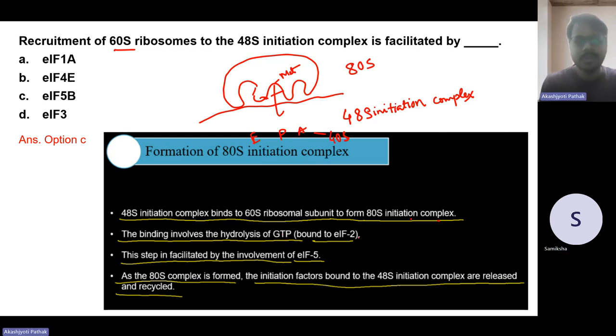Okay, bound to EIF2. So as I was explaining, always remember that IF2 in prokaryotes was also bound to GTP, and in eukaryotes also the same, EIF2 is bound to GTP. Now for the association of the 40S ribosome subunit to the 60S ribosomal subunit, you will require the hydrolysis of the GTP. This step is facilitated by the involvement of EIF5. Means the GTP which was bound to that tRNA will now get hydrolyzed. This EIF2 GTP is involved in recruiting the initiator tRNA to the P site.